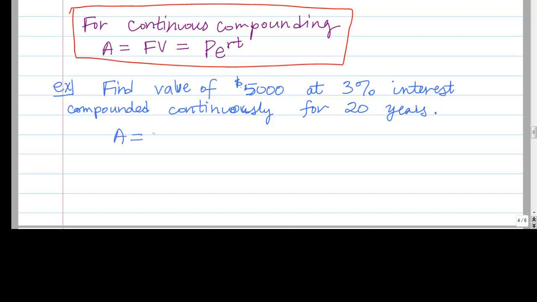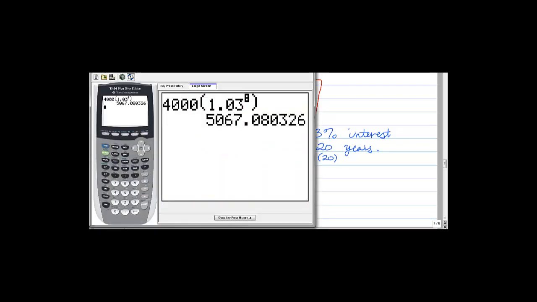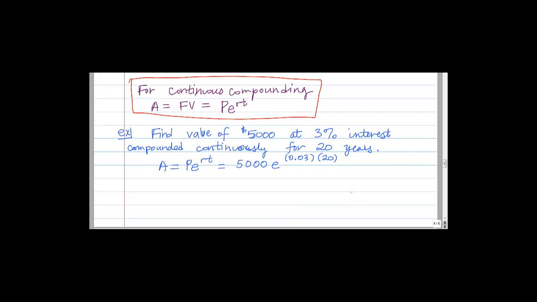So we're going to do P e to the RT. The principal, the current value, is $5,000. E to the R is 0.03. Remember, we have to put it as a decimal. Times T, which is 20 years. And this you can plug into your calculator directly. Let me show you. So that was 5,000 times E, and remember, second and above the ln is the E button. E to the 0.07 times, how many years was it? Times 20. Oops, it wasn't 0.07, I apologize. It was 3%, right? 3%, yeah.